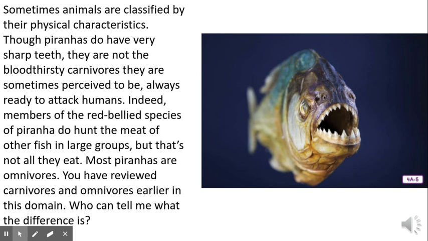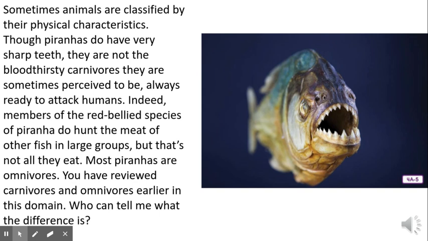Sometimes animals are classified by their physical characteristics. Though piranhas do have very sharp teeth, they are not the bloodthirsty carnivores they are sometimes perceived to be, always ready to attack humans. Indeed, members of the red-bellied species of piranha do hunt the meat of other fish in large groups, but that's not all they eat.